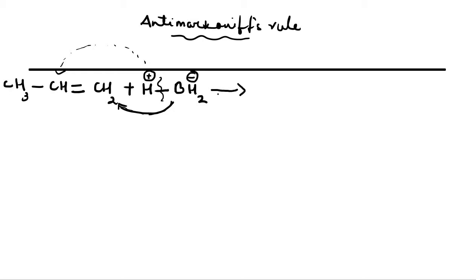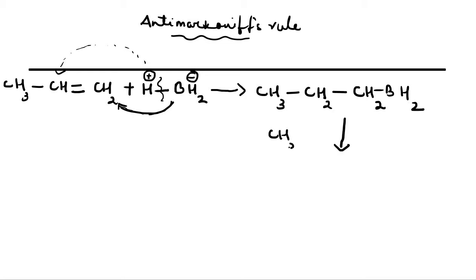So we can write our product as CH3. This hydrogen will add on to this, thus we will be getting CH2, CH2, and our BH2. To the above product we are again adding one more molecule of propene.